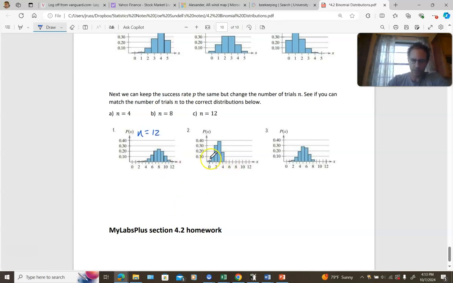And then this one, it looks like most of the probability stops right around here at 4. That appears to be the highest value that x could assume, 4 successes in 4 trials. So here n would probably be 4. And then in this last one, guys, n would be equal to 8.